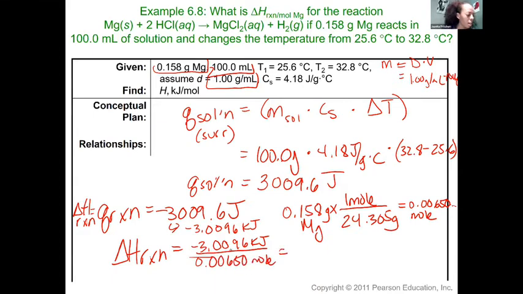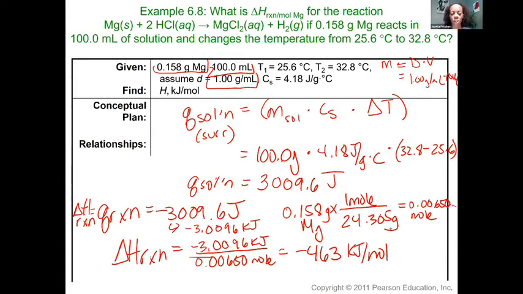And when we plug that in, we end up with negative 3.0096 divided by 0.0065, and that gives us negative 463 kilojoules per mole of magnesium. Okay, again, we would classify this as an exothermic process because heat would be exiting as this reaction has occurred.